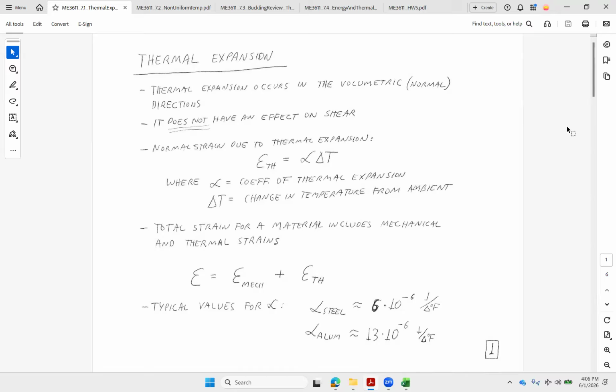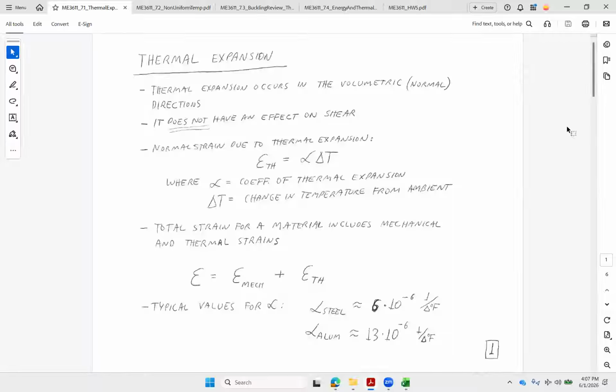So our normal strain due to thermal expansion, epsilon thermal, is going to be alpha times delta T. And that's going to be added for epsilon XX, for epsilon YY, and for epsilon ZZ, in addition to the mechanical strains. Right? Alpha is a material-specific property, our coefficient of thermal expansion. And then our delta T is going to be a change in temperature from some ambient or point that we count as zero stress. All right? Usually that's going to be room temperature, something along in there.